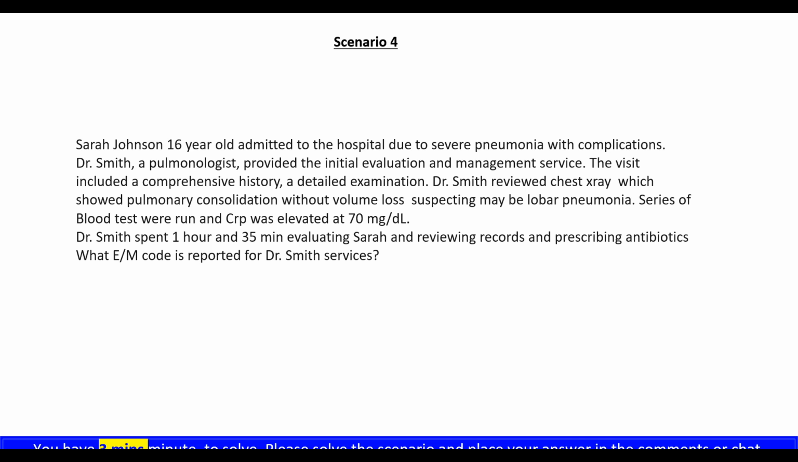A series of blood tests were run. CRP was elevated at 70 mg per dl. Dr. Smith spent 1 hour 35 minutes evaluating Sarah, reviewing records and prescribing antibiotics. What E&M code is reported for Dr. Smith's service? You have 2 minutes for this question.